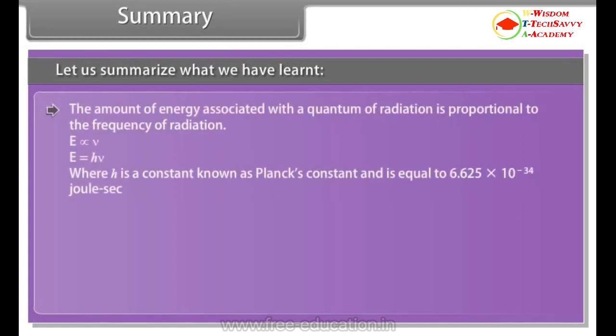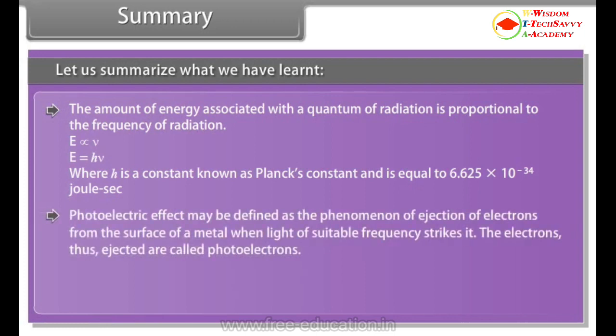The amount of energy associated with the quantum of radiation is proportional to the frequency of radiation, where the constant of proportionality is known as Planck's constant and is equal to 6.625 into 10 raised to the power minus 34 joule second. Photoelectric effect may be defined as the phenomenon of ejection of electrons from the surface of a metal when light of suitable frequency strikes it. The electrons thus ejected are called photoelectrons.